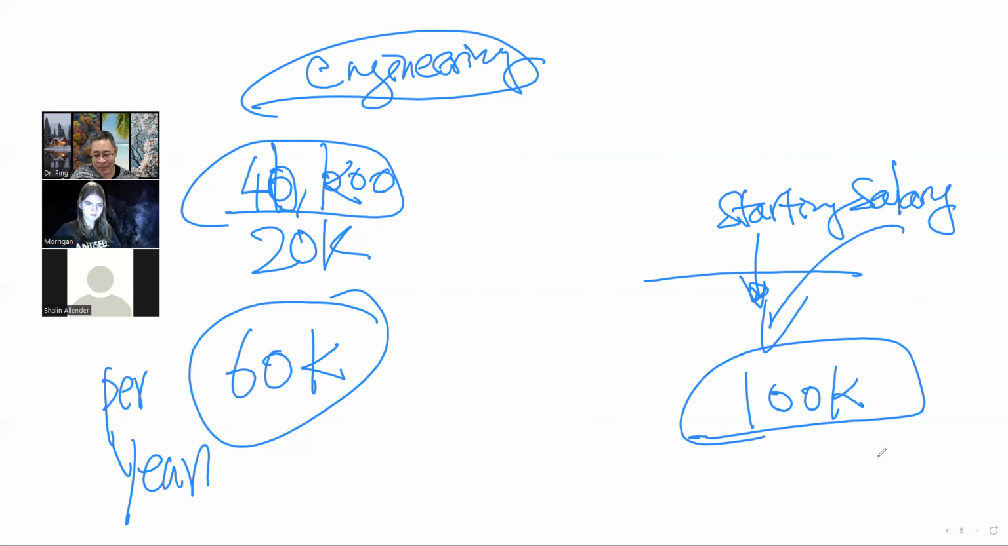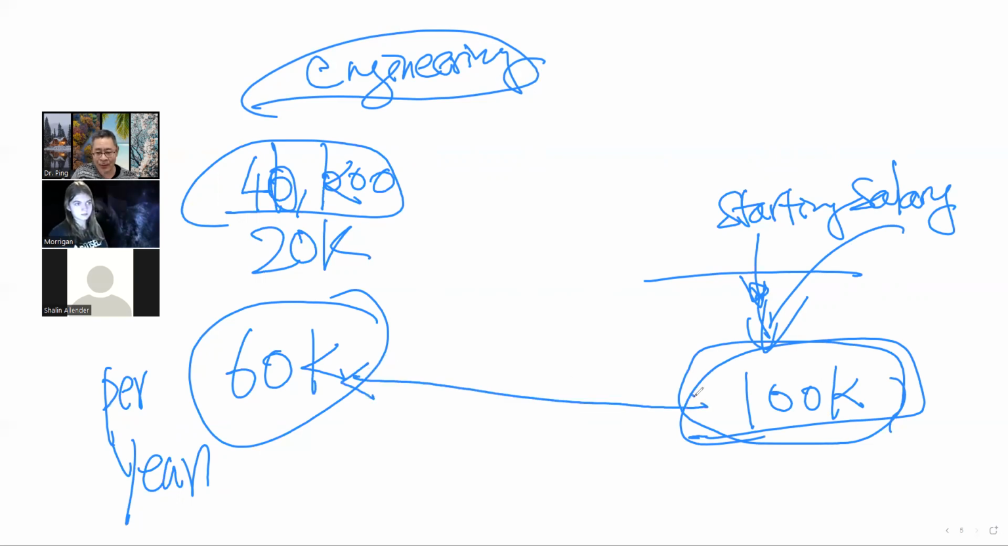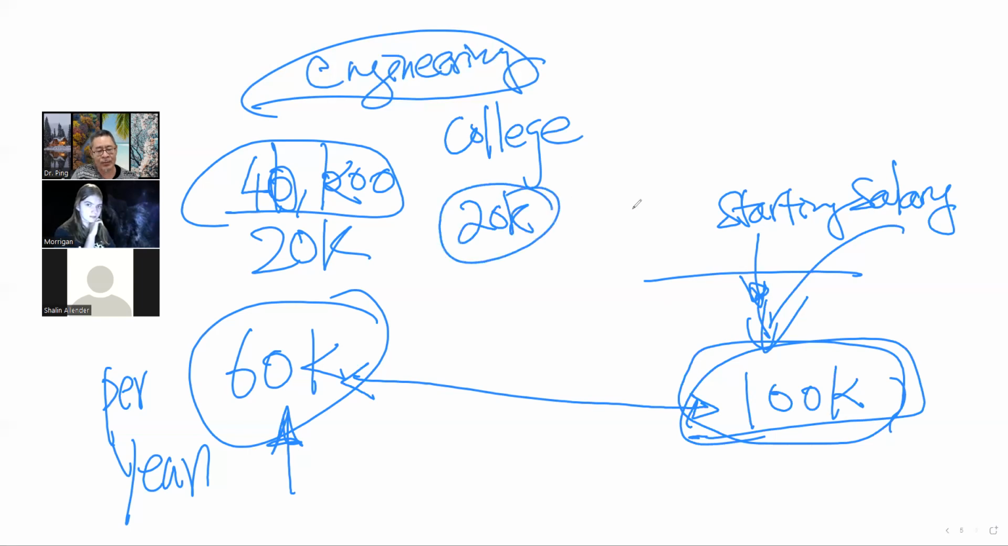So in comparison, this is not too bad, right? It's good to just think about investment. Or you can go to, let's say, a college where your student loan is 20K, which is very, very common.